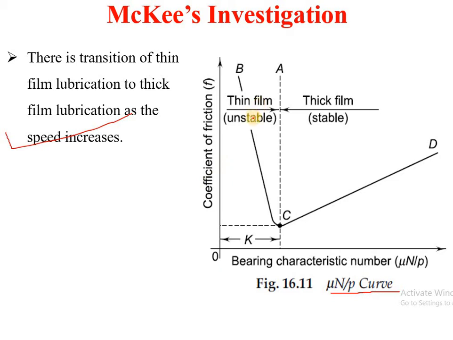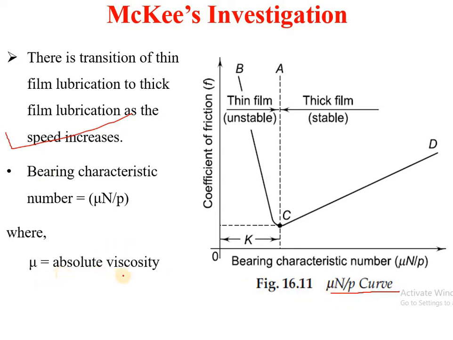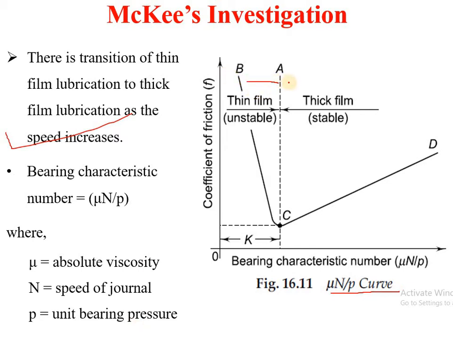In the diagram, this is the bearing characteristic number mu n by p, where mu is the absolute viscosity, n is the speed of the journal or shaft, and p is the unit bearing pressure. Here there are two regions. In this region there is thin film lubrication, whereas in this region there is thick film lubrication. The BC curve shows thin film and the CD curve shows thick film lubrication.